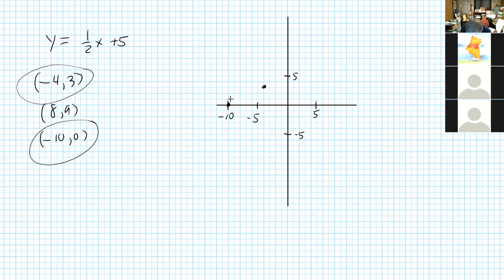Hang on a second here. Actually, you know what? I'm going to draw the other point as well. 8, 9, and I'll show you why I want to do that in a minute. So 8, let's see here. This particular program is kind of picky, so I'm going to line things up here. 8, 9 is right there.